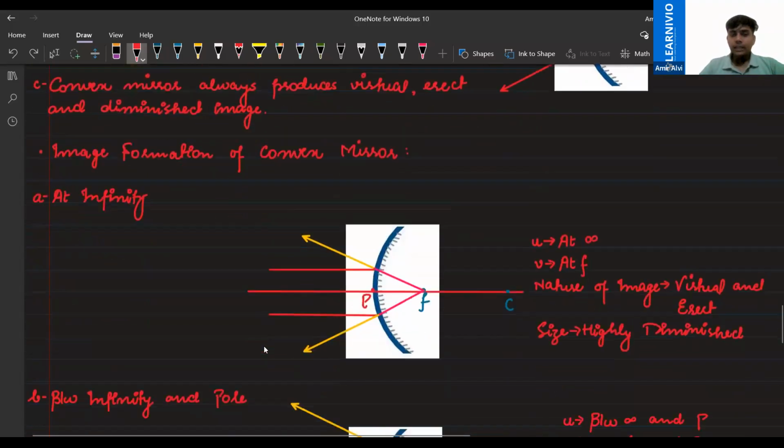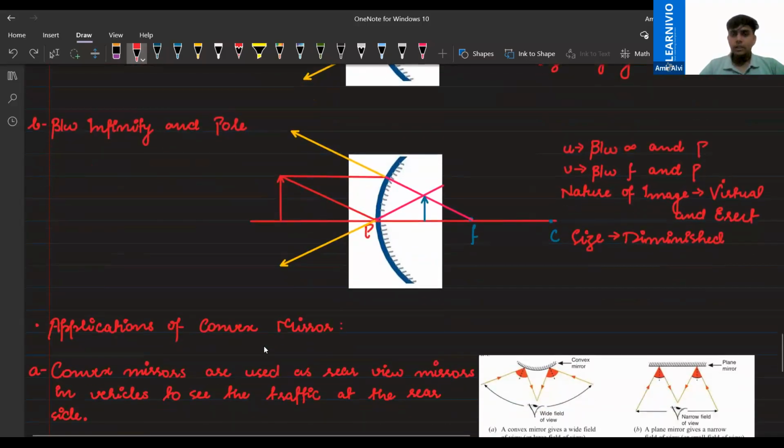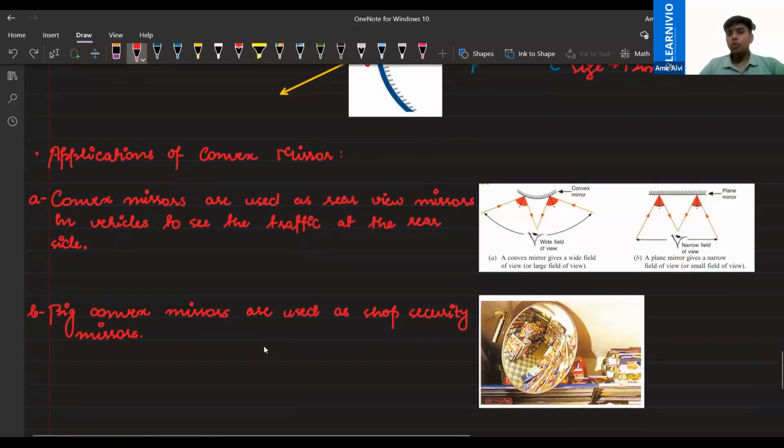For the cases between infinity and the mirror, there are two cases. I'll explain it in the next class. So now let's talk about the applications of the convex mirror. First, we use the convex mirror as a rear view mirror. Why? Because when the light is spread out after the reflection, it gives a wide field of view as compared to the plane mirror, where the light rays strike and come back with the same angle.